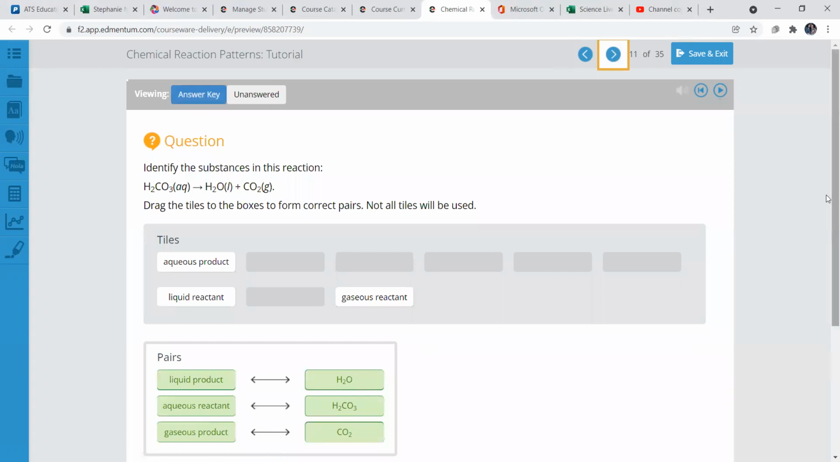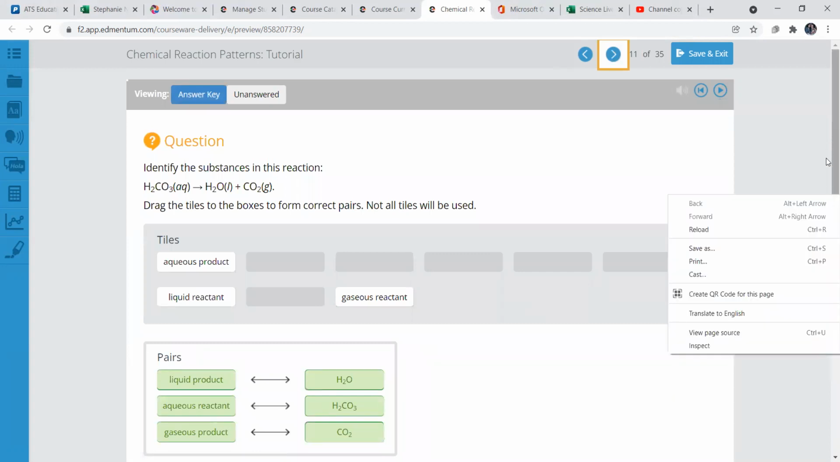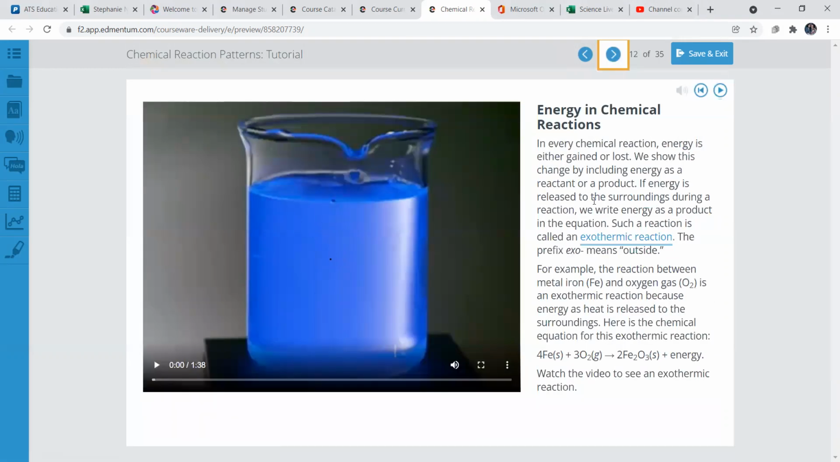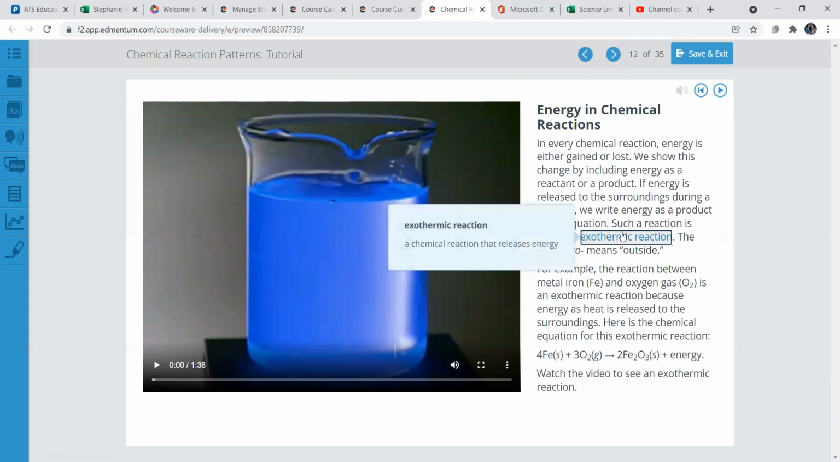Okay, so let's go to what's next. Here we go. We have water right here, H2O, liquid product. Then we have H2CO3, aqueous reactant, and then CO2, gaseous product. So that's just a couple examples. And exothermic reaction: a chemical reaction that releases energy.